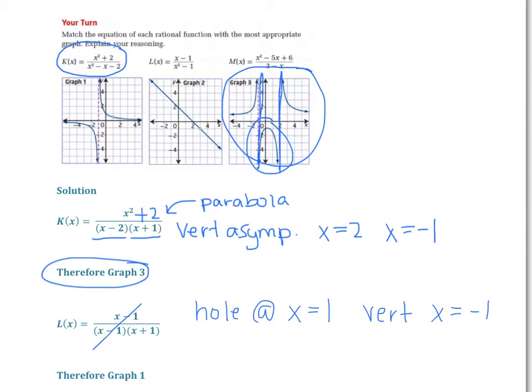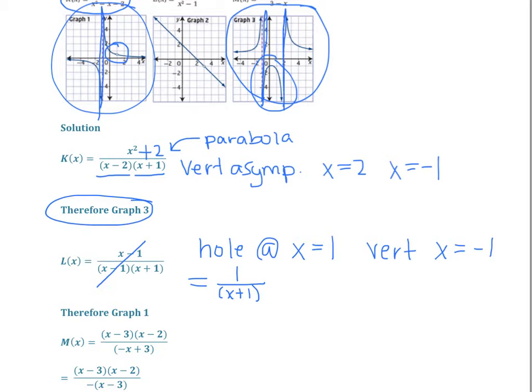Remember, this doesn't make a line. We actually end up getting 1 over x plus 1. So if you look at graph number 1, we have a vertical asymptote at x equals negative 1 and a hole at x equals 1. So our answer for L(x) is graph number 1.